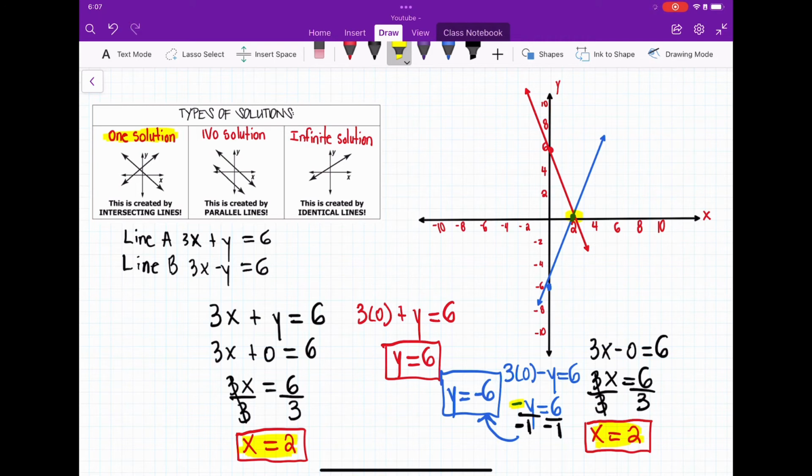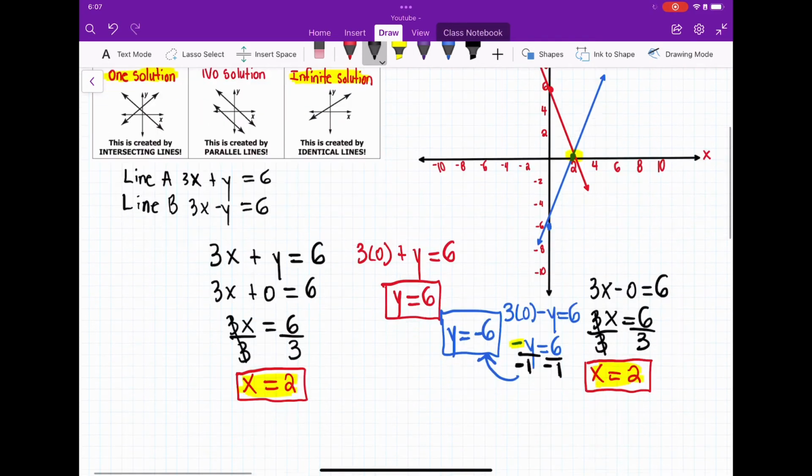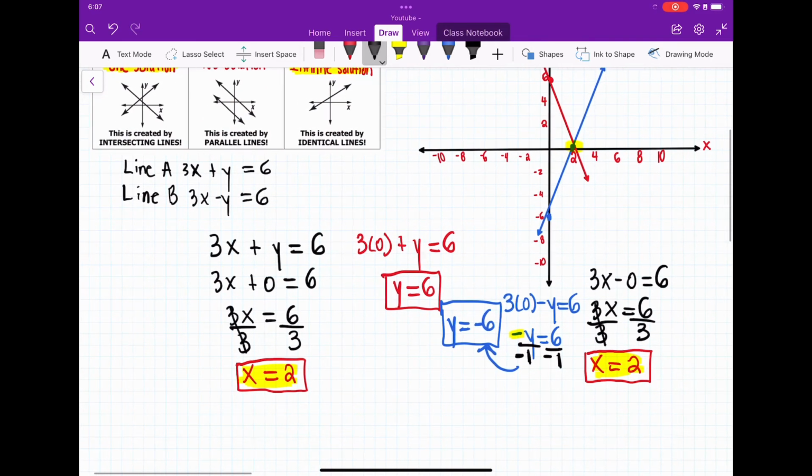And the last one, when we talk about infinite solutions, it is going to be the same line. So no matter what point you plug into the equations, all points are going to be true. But let's focus on the one solution so you guys can understand more of what I mean. So we're going to scroll down a little bit, get some space.